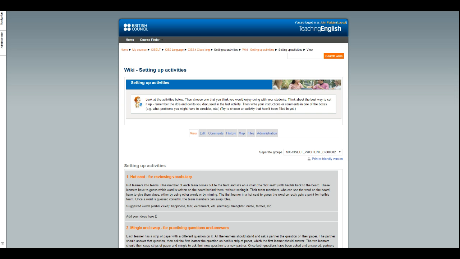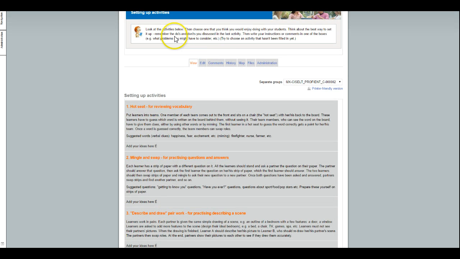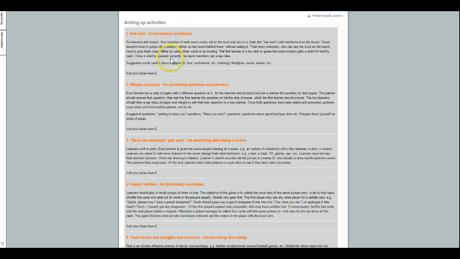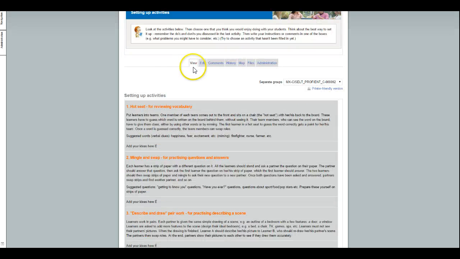We have 8 different scenarios. The instructions are: look at the activities below, choose one that you think you would enjoy doing with your students. This is the key. You don't have to do all 8, choose one. Think about the best way to set it up. Remember the do's and don'ts you discussed in the last activity, and then write your instructions or comments in one of the boxes, for example, what problems you might have to consider. Try to choose the activity that hasn't been filled in yet. You just go here, click edit, and add your ideas here.